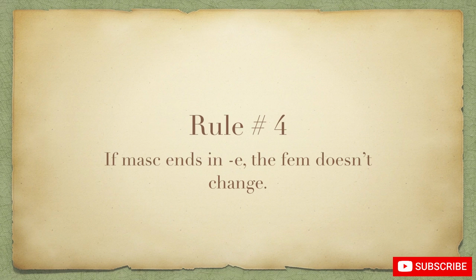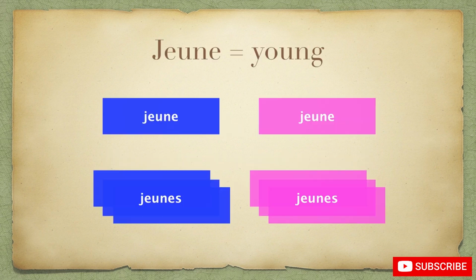Rule number 4, if the masculine singular form ends in E, the feminine form doesn't change. It just remains the same. One example is jeune. For jeune, the masculine and the feminine singular form are the exact same, and same with the masculine and feminine plural forms. Those are the exact same. You just add an S to make it plural.